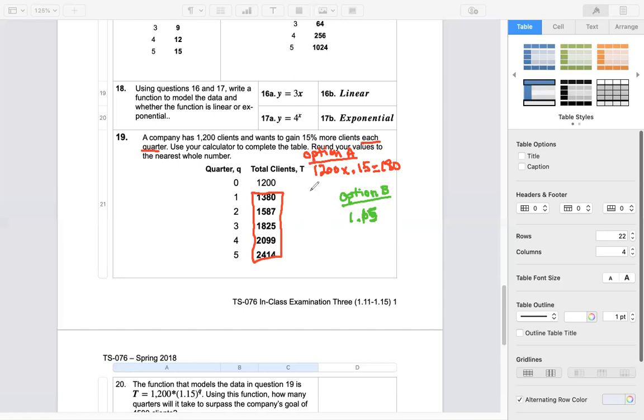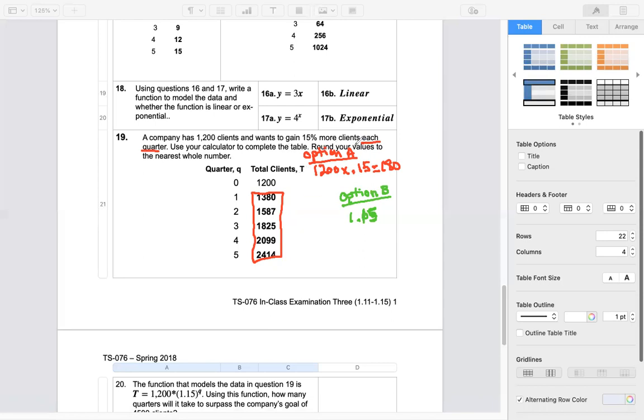If it was 17% growth, it'd be 1.17. That's 117%, okay? If it was decreasing by 15%, it would be 0.85, because that's less than 100%. It's 15% less than 100. Okay, so you have two options in how to calculate that. If you do option A, you have two steps. But that's how you'd figure out the next term.